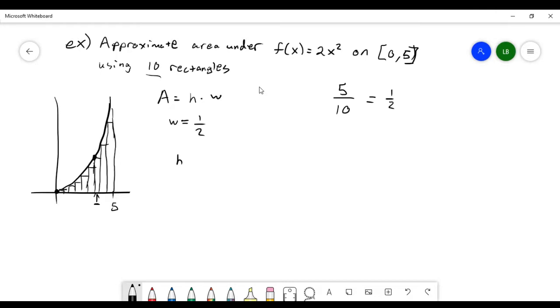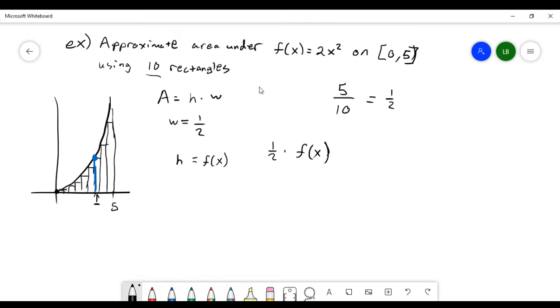Its height is a bit trickier, but again, if you actually look at this picture we've drawn, we can see that its height actually stops at precisely where our function is right there, right? This is the height of our function, of our rectangle. It's just the function value, f of x, like that. So then the area of one rectangle is simply 1 half times f of x in this situation.